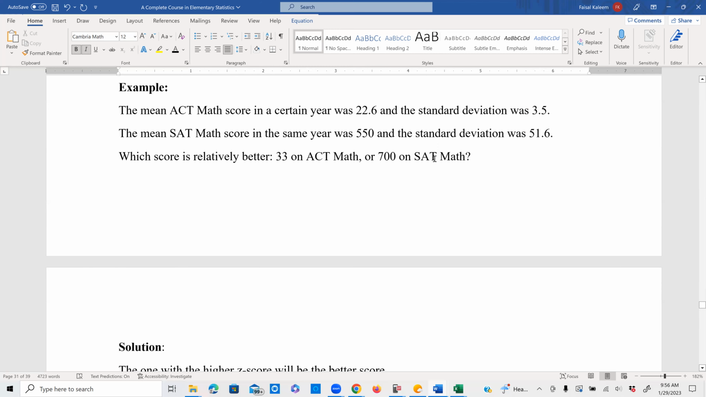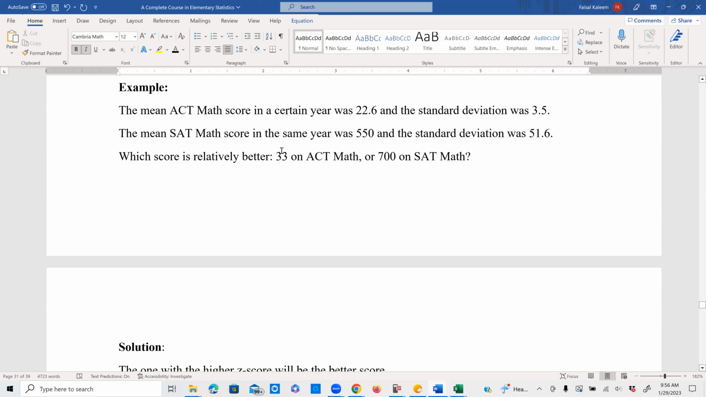Example, mean ACT math in a certain year was 22.6, standard deviation 3.5, mean SAT was 550, standard deviation 51.6. Which score is relatively better, 33 on math ACT or 700 on math SAT? So you find z-scores of both, and whichever has the better z-score is the better score.